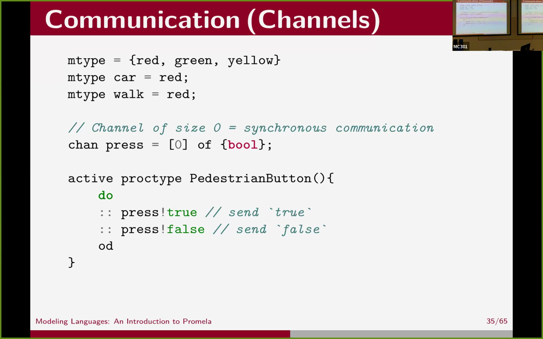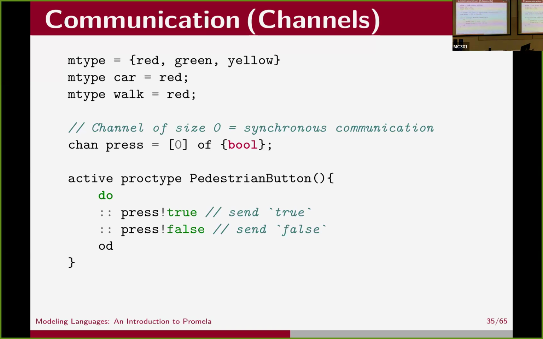Again, here it's active proctypes, so I don't have to instantiate it in the end. And the button is going to do one of two things non-deterministically. We're just modeling the button and not the pedestrian. So it's either non-deterministically going to send true or false. And to send a message, we use this exclamation mark, punctuation, like Sam called them yesterday. So you have press, send, this exclamation, like this piece of syntax says, to channel press, we send the value true. This value could, of course, be a variable. Here, I'm just using a constant. But we're going to send this value through this channel. And here, we're going to send this other value.